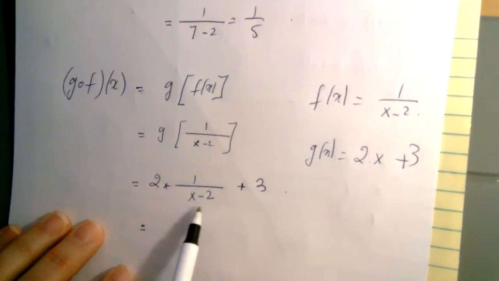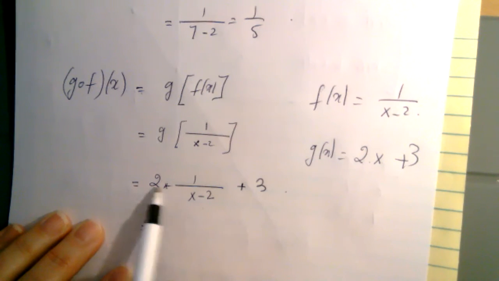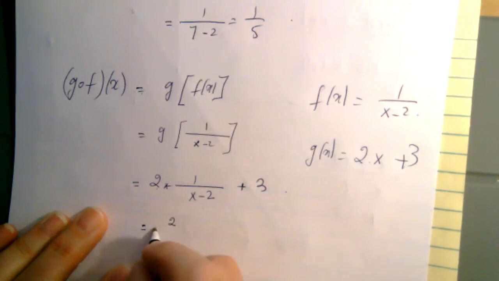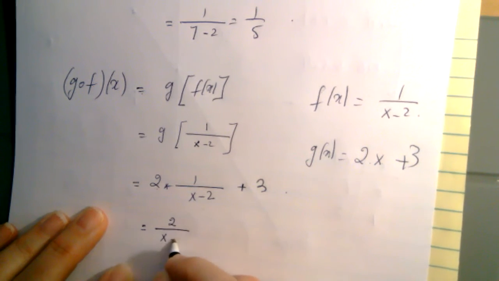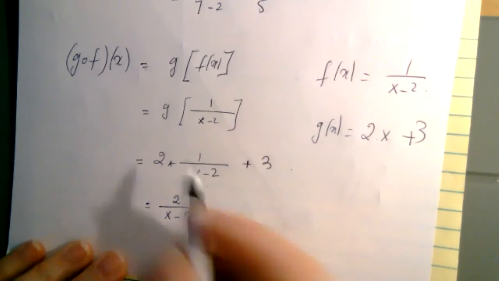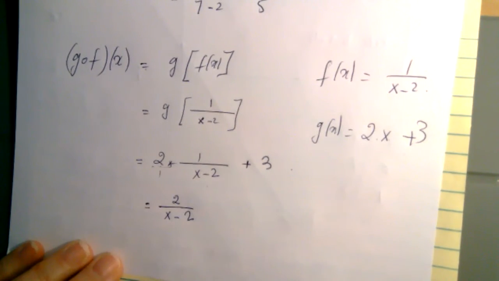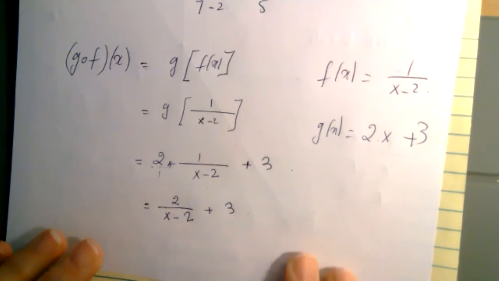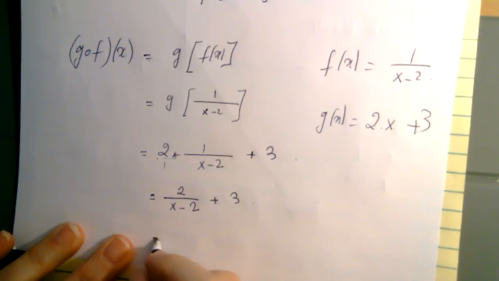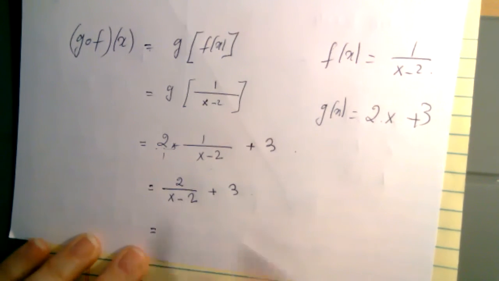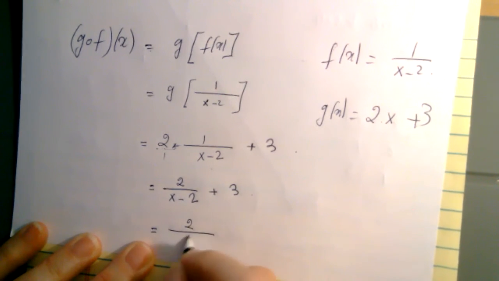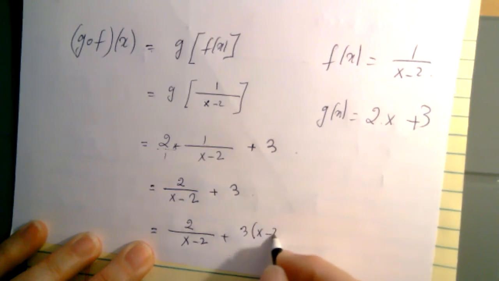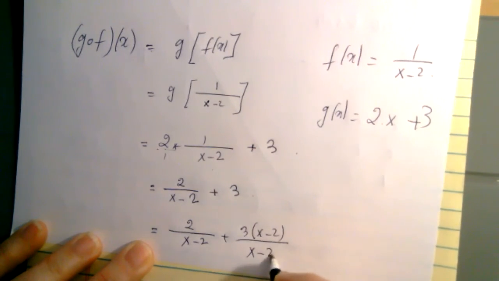First, 2 times this, by now we should know when you multiply fractions, we multiply across. 2 times 1, it's 2. And this is x minus 2, because I think of it as 2 over 1, plus 3. Now, common denominator, which is x minus 2, and it's going to give me 2 over x minus 2 plus 3 times x minus 2 over x minus 2.